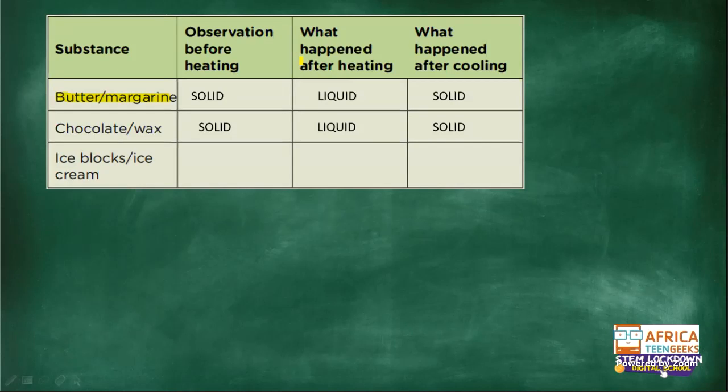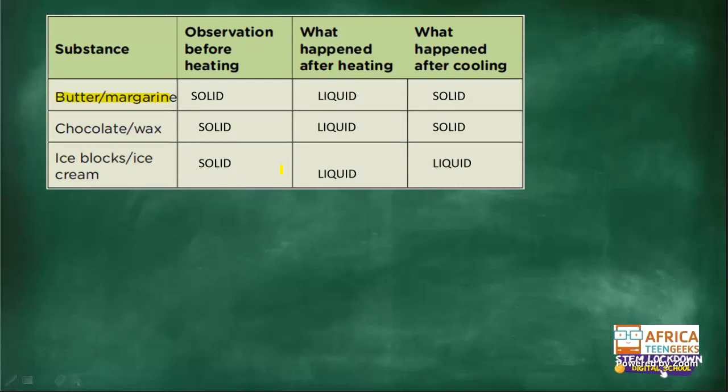Okay, now let's look at the ice blocks. Before heating, it was in which state? Quickly type in your chat box, which state was it before we heated it? It was a solid, right? Now what happened when we heated the ice blocks or the ice cream? It turned into a liquid. And then if you put it next, the other one solidified, will ice cream solidify? No, ice cream is going to stay a liquid.